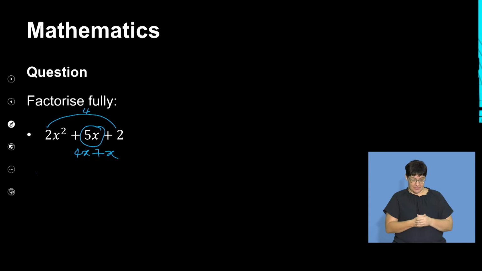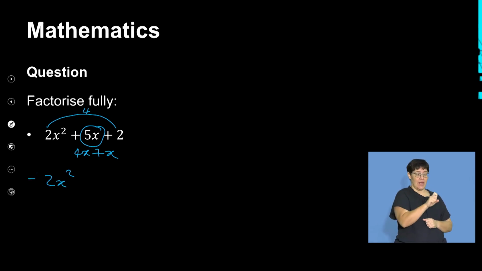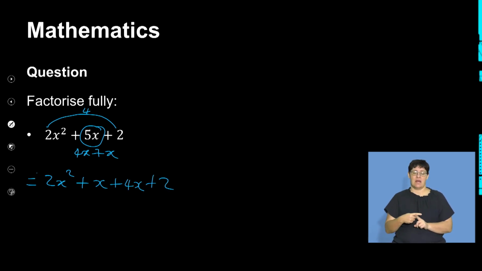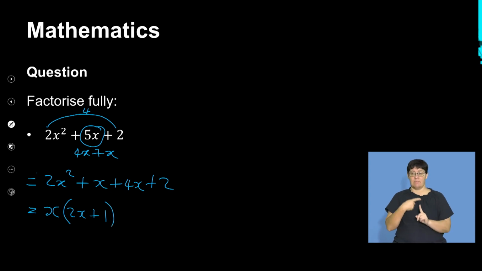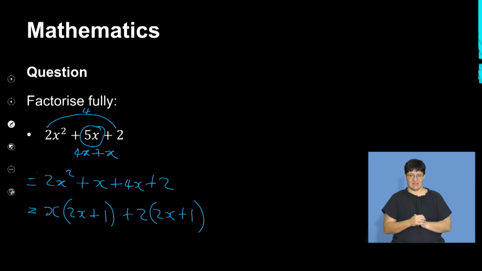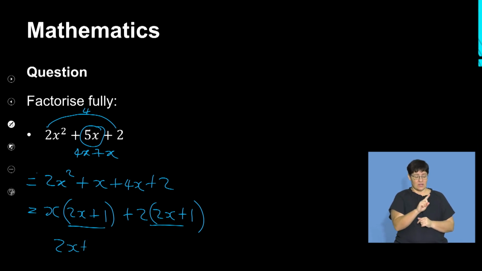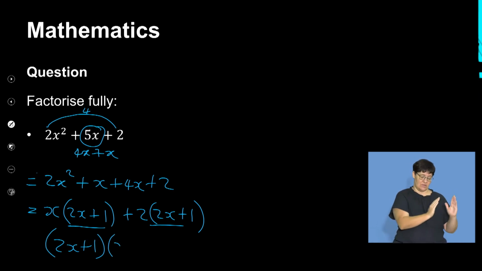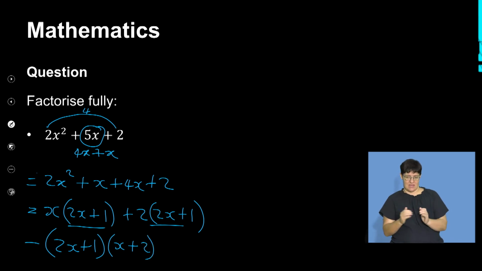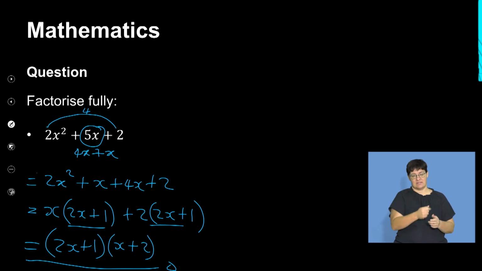So I will make this 2x squared plus x plus 4x plus 2. And then the first two terms have a common factor of x, which will give me 2x plus 1. The second two terms also have a common factor, which is 2, and that will give me 2x plus 1. So you can already see that this bracket and that bracket is a common factor, which will give me 2x plus 1 in one bracket and x plus 2 in another bracket. And that will be the factorized version of this.